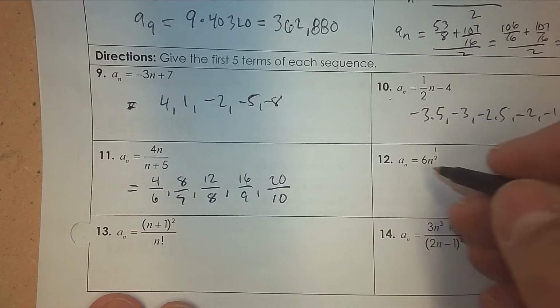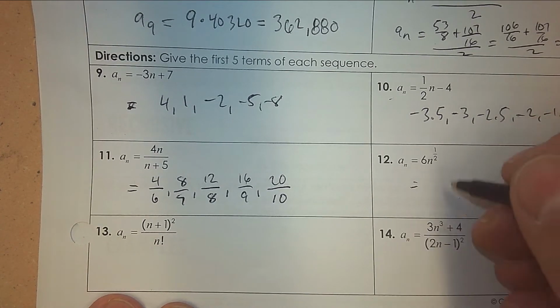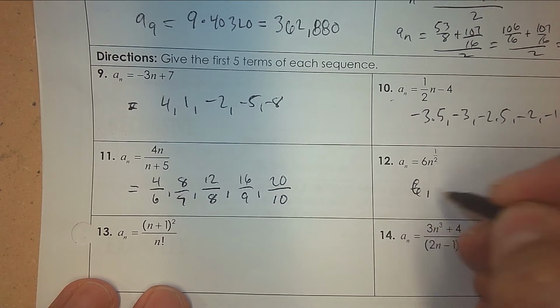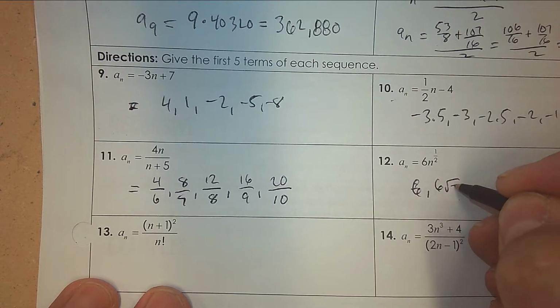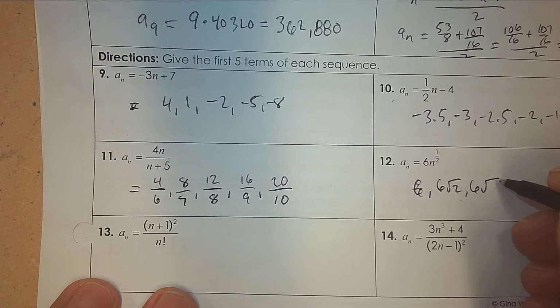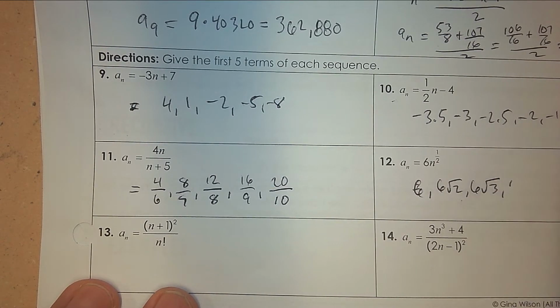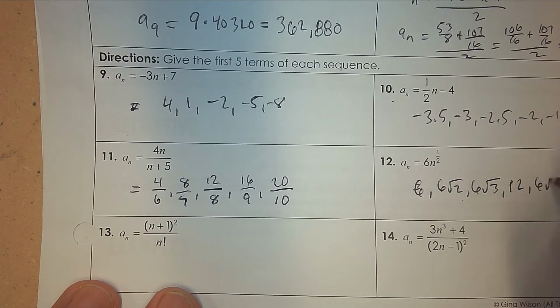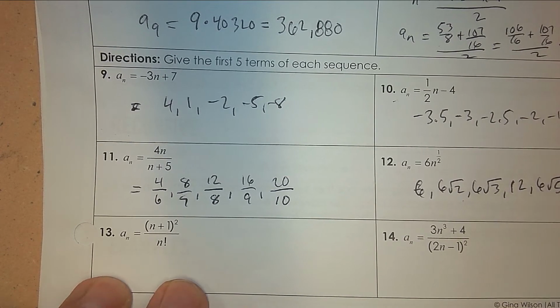6n to the half. So plug in 1/2 means the square root. So 6 times the square root of 1 is 6. And then it's 6 times the square root of 2. And 6 times the square root of 3. And 6 times the square root of 4. Well, the square root of 4 is 2 times 6 is 12. And then one more. And 6, and then square root of 5.